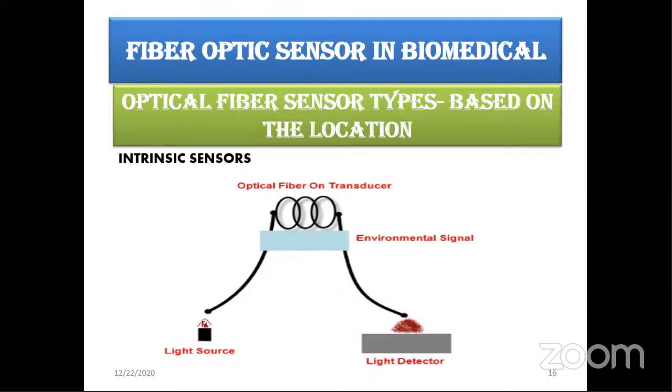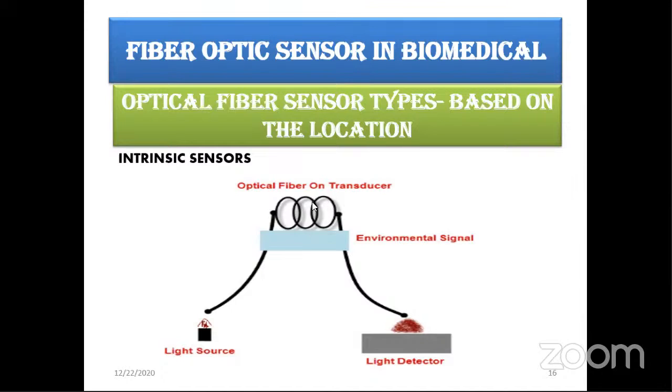Here, one of the physical properties of the light signal may change in the form of frequency changes, phase changes, polarization changes or intensity changes. So based on the environmental signal affected, there may be changes in the light characteristics. Any of the light characteristics will be changed. Those changes will be measured by this transducer, that is, an optical sensor.